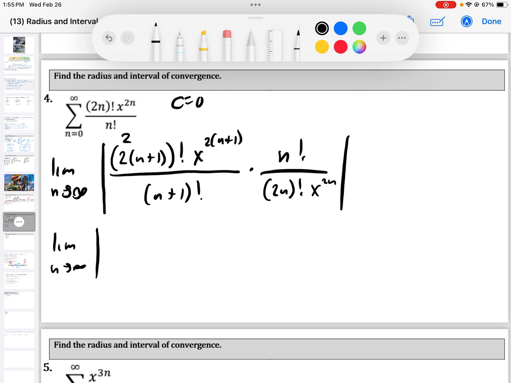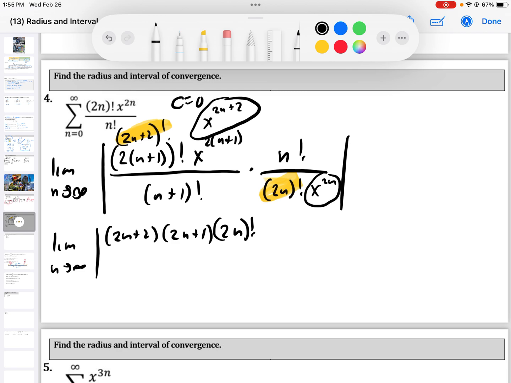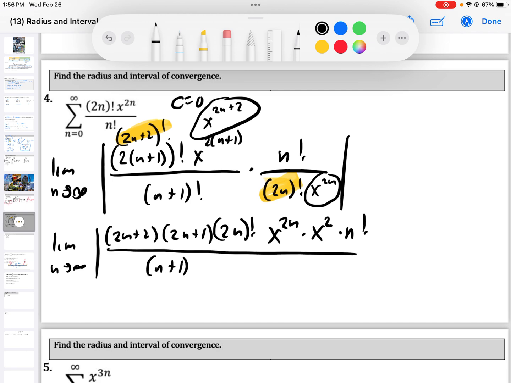All right, and let's manipulate this around a little bit. The top would be 2n plus 2 factorial right there. This would be x to the 2n plus 2. So if I see that, I want to write it like this so I can compare it to this. That would be rewritten as 2n plus 2 times 2n plus 1 times 2n factorial. X to the 2n plus 2, I want to write it like that, so it'd be x to the 2n times x squared times n factorial. Just write that all on top.